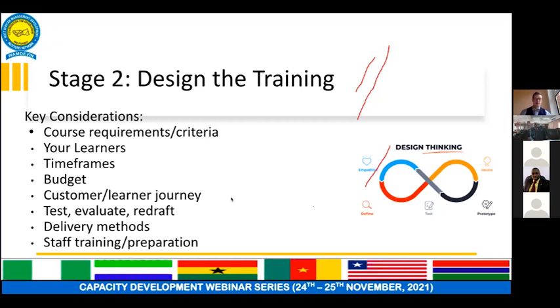Let's do that. Another thing to consider, again, I've mentioned this already, is the idea of the test, evaluate and redraft. And that's not the learners, that's you. So before you let your learners undertake the program, how do you test it? Do you sit down with your different course leaders, your managers, and go, right, talk me through this program. Talk me through how you're going to deliver this.